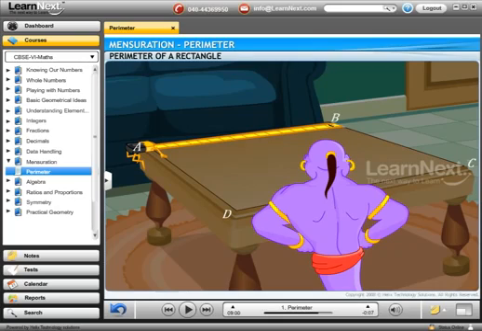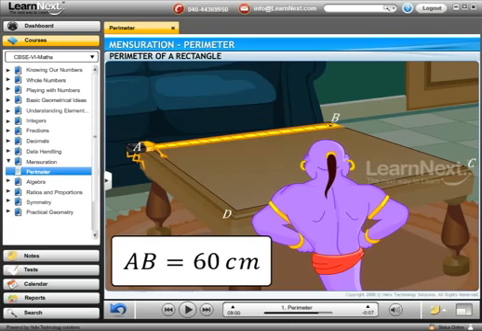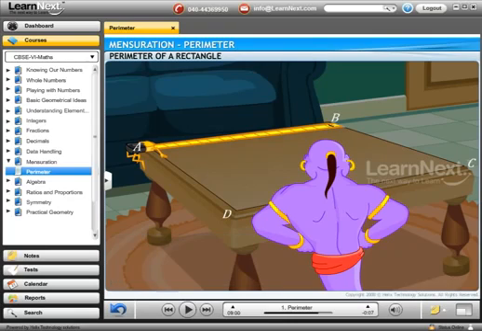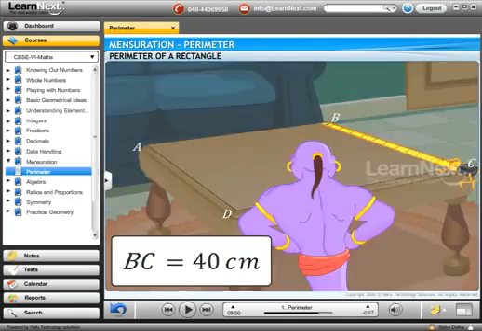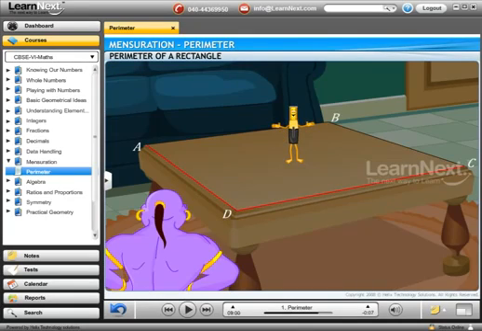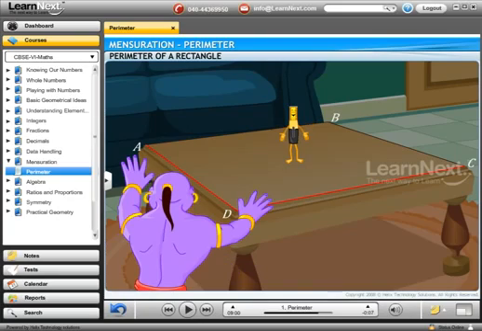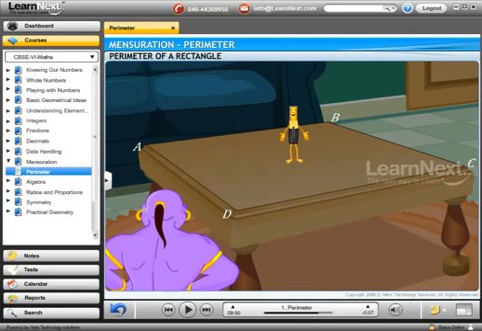That's quite long. Now move to side BC. This is good exercise for me. The length of side BC is 40 centimeters. We have two more sides to go. You don't really have to measure the other two sides. Why is that? Well, the lengths of the opposite sides of a rectangle are always equal. So, do you mean side DA is also 40 centimeters and CD is 60 centimeters? That's correct.